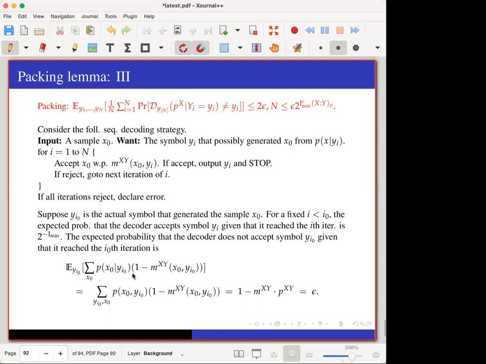So x naught is generated according to the conditional probability out here. And the probability that the decoder does not accept is 1 minus this. And if I take expectation over the code book, I have y1 to yn, but the only relevant one is yi naught. So I put it out here. And then when I plug it in, I get the joint probability out here. And remember, these are probabilities, they add up to one. So I get one here, and this is the dot product of M with the joint distribution probability vector. And this is exactly good. So that's it.